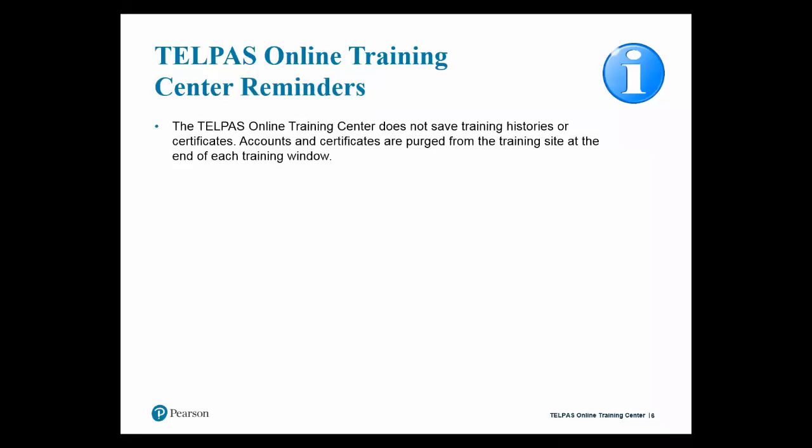And here are some reminders for the Online Training Center. Remember, we mentioned that the Online Training Center will shut down for maintenance, which means that every year raters have to create and establish a new account, because the Online Training Center does not save the training histories or the certificates. Those accounts and certificates are purged, which is why raters have to create a new account every year.